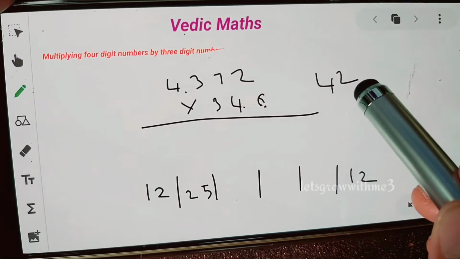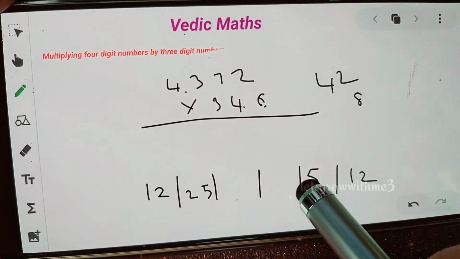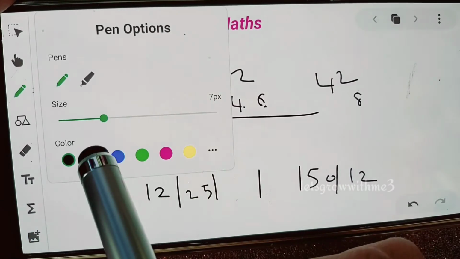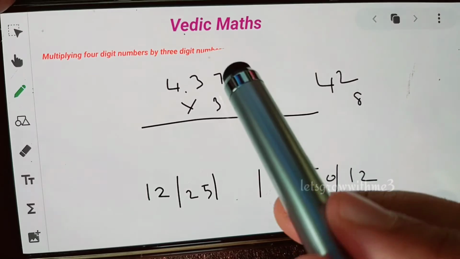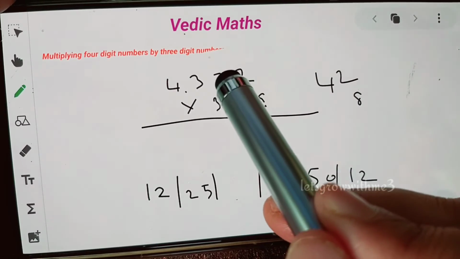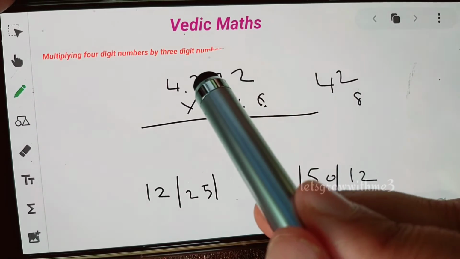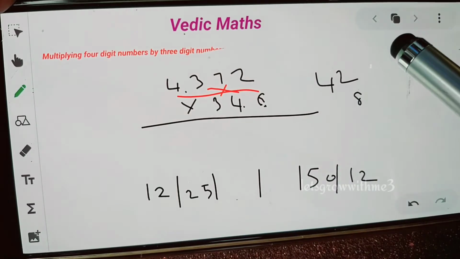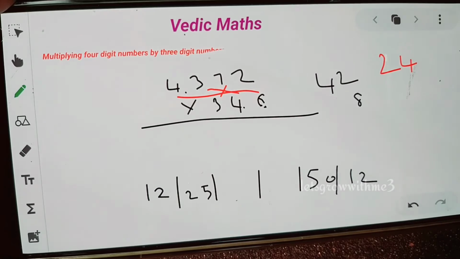And when you come to the next one, 7 2s are 14, 7 6s are 42, 4 2s are 8. Okay, then it is 50. So we easily got the cross values. And next we need to find out the second degree cross. So between 437 and 346: 4 6s are 24, 4 3s are 12, 7 3s are 21.